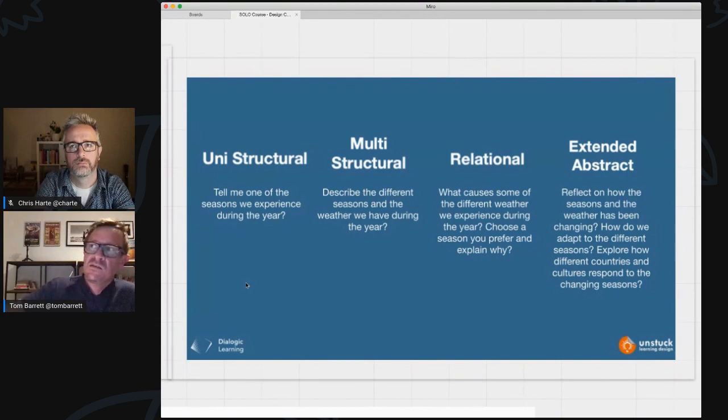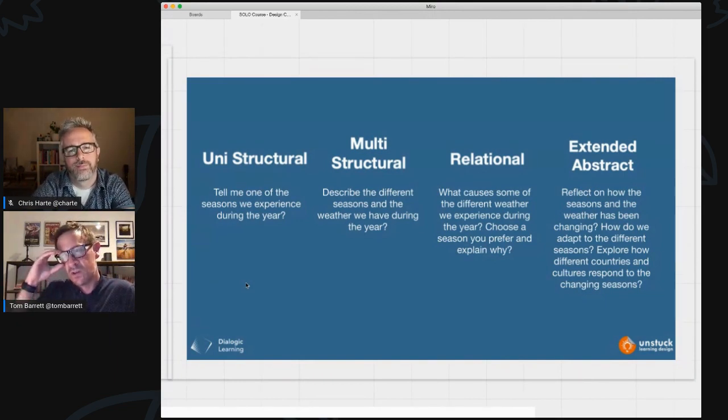An extended abstract question for this particular concept might be a reflection about how the seasons change and how weather changes during the year, or maybe even how we adapt to those differences, the choices that we're making, and then extending that to different countries or cultures and how they may respond to different seasons and weather. So all we've done here is spend a bit of time thinking about what question would be appropriate at that particular level of the taxonomy.